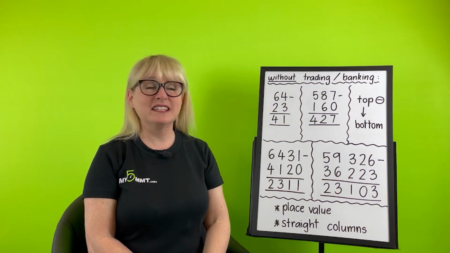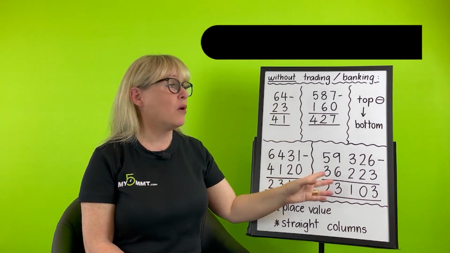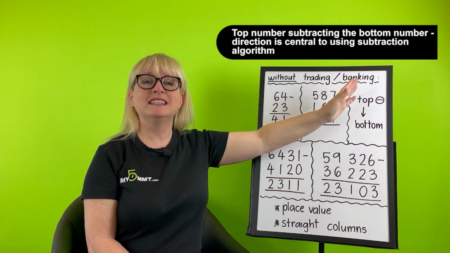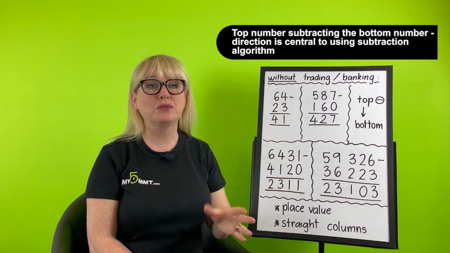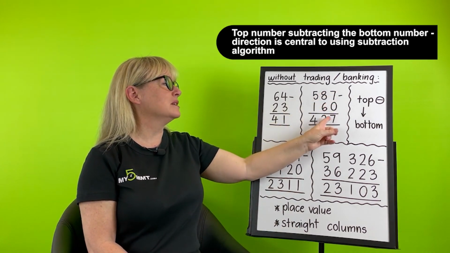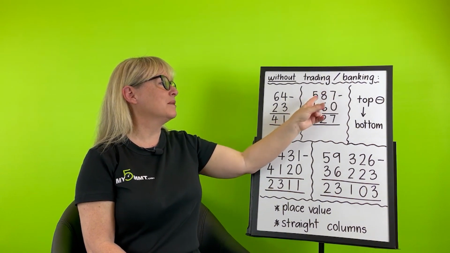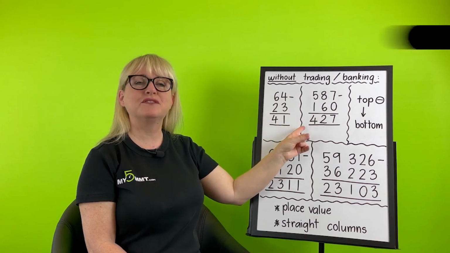6 tens take away 2 tens, I get 4 tens, and so my top number is big enough. Every single time, whether it's 2 digits, 3, 4 or more, I'm always saying the top is subtracting the bottom number. Moving in that direction is central to using the subtraction algorithm. 7 take away 0 is 7. 8 tens take away 6 tens is 2 tens. 500 take away 100 is 400.